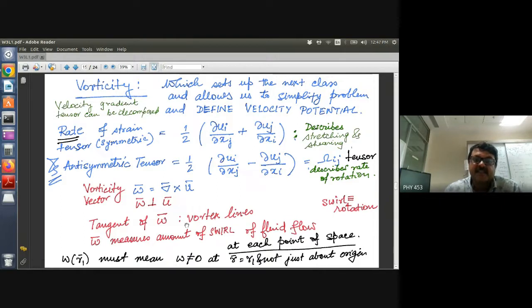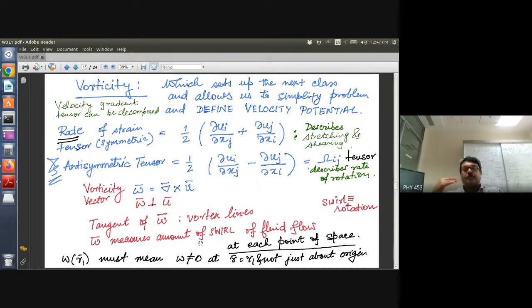And the tangent of omega are called vortex lines, and omega measures the amount of swirl, the amount of rotation in the fluid flow. So even with straight lines, it can be decomposed into a pure stretching, pure deformation, plus a pure rotational flow. Now, we want to discuss a bit more about the meaning of vorticity.